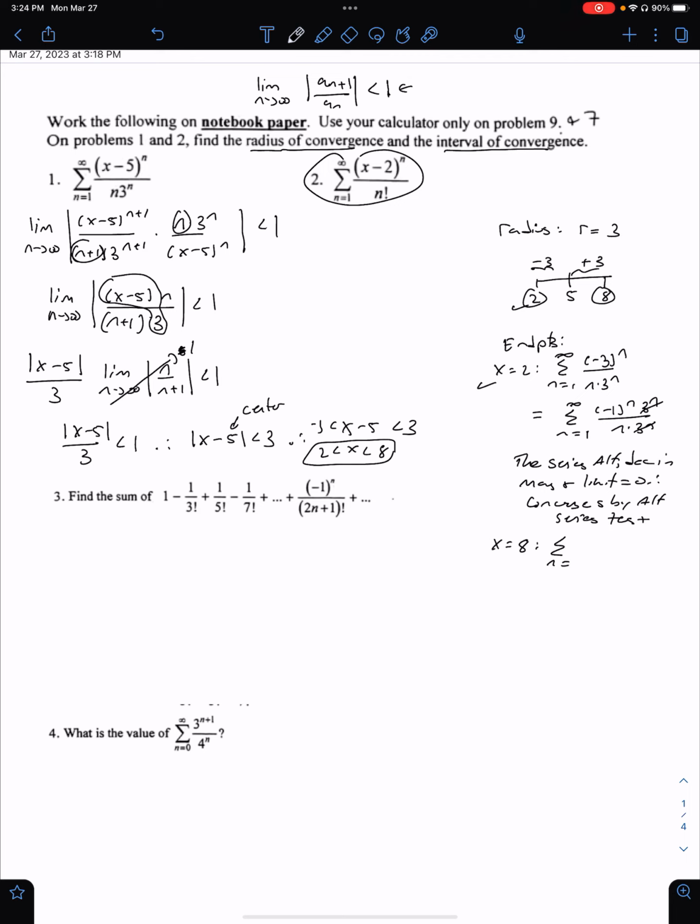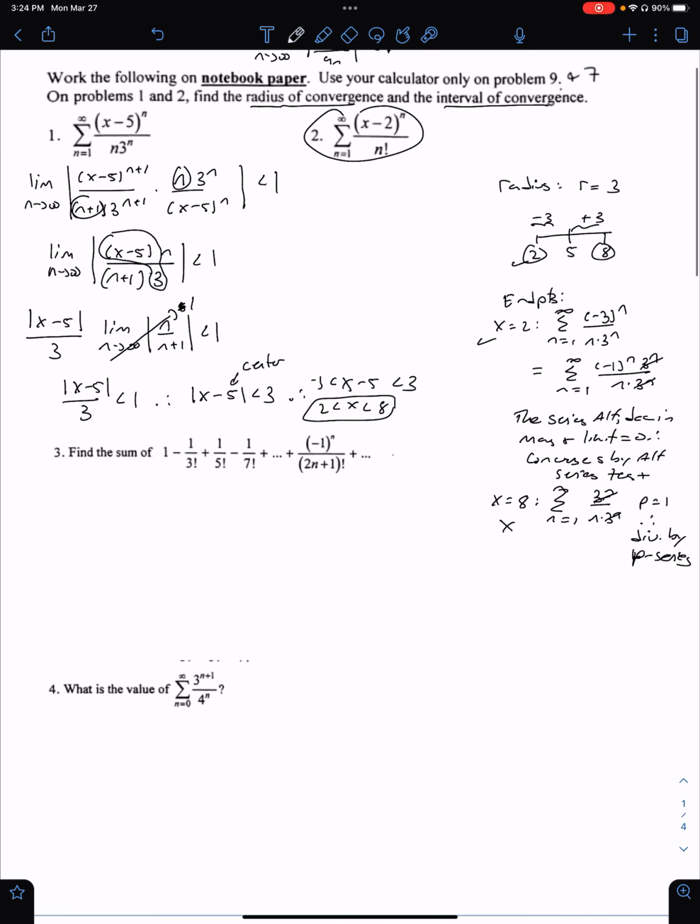If we plug that into the original, we get 8 minus 5, which is 3, so we get 3 to the n over n times 3 to the n. And notice we're left with a p series. P is 1, therefore this diverges by the p series test. I should have given myself more room here. So 8 does not work.